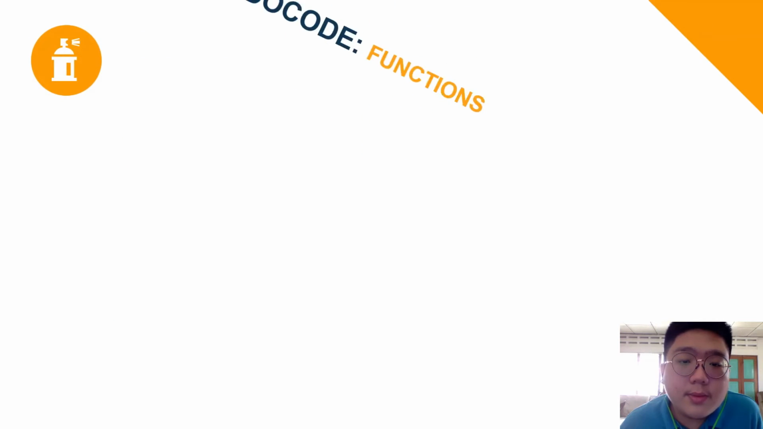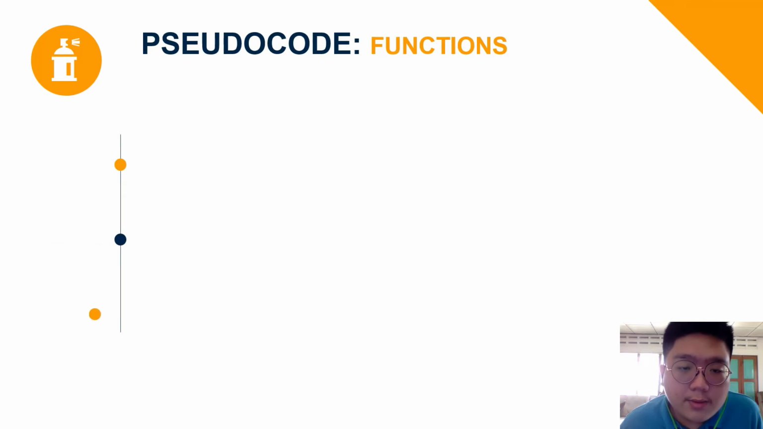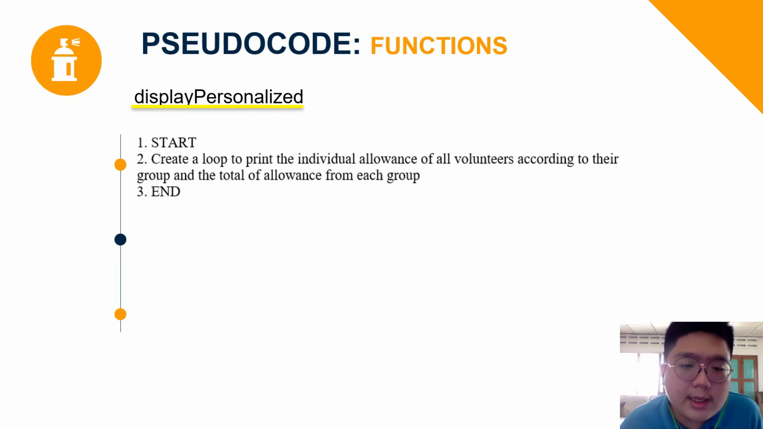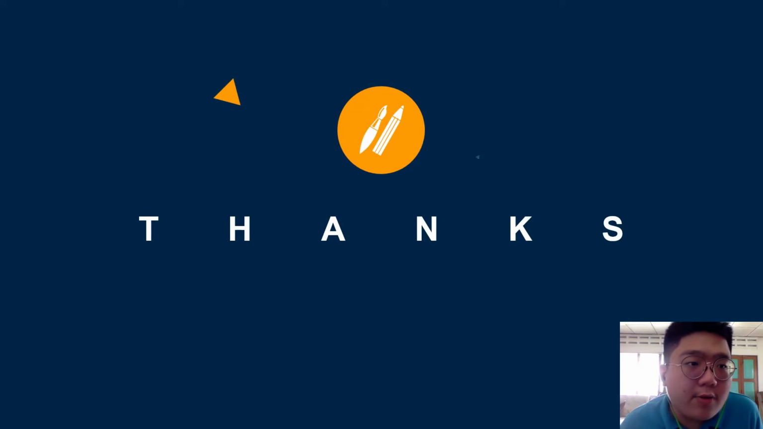And lastly, the function of display personalized. We will create a loop to print the individual allowance of all volunteers according to their group, and the total allowance from each group. And that's all for me.